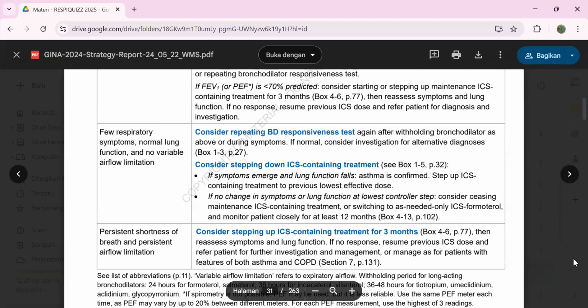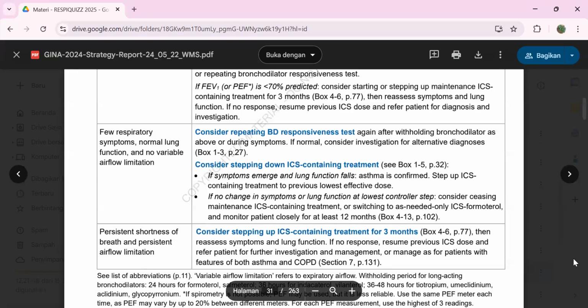Few respiratory symptoms, normal lung function, and no variable airflow limitation: consider repeating the bronchodilator responsiveness test after withholding bronchodilator as above, or during symptoms. If normal, consider investigation for alternative diagnosis. Consider stepping down ICS-containing treatment. If symptoms emerge and lung function falls, asthma is confirmed. Step up ICS-containing treatment to the previous lowest effective dose. With no change in symptoms or lung function at the lowest controller step, consider choosing maintenance ICS-containing treatment or switching to as-needed-only ICS-formoterol, and monitor the patient closely for at least 12 months.